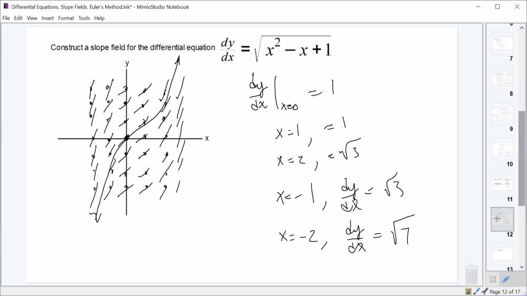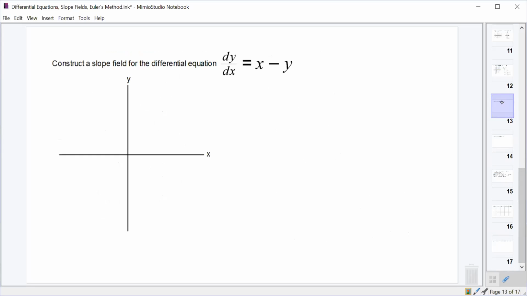Wonderful. All right, let's do a couple that have both x and y in them. We'll do one where we've got them being added or subtracted, and then one where we have them multiplied or divided. Whenever you have dy dx equals x minus y, or x plus 7y, or 3x minus 8y, where it's just linear pieces on the right-hand side of our differential equation, the best thing to do is to pick values that you want dy dx to equal.